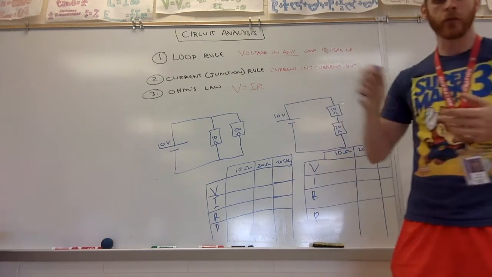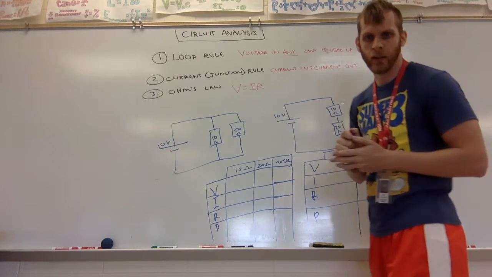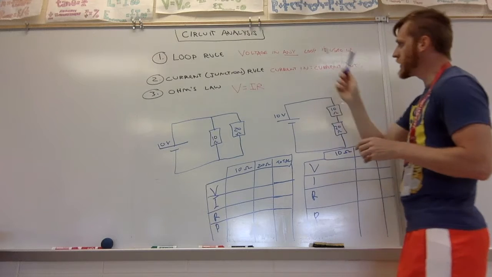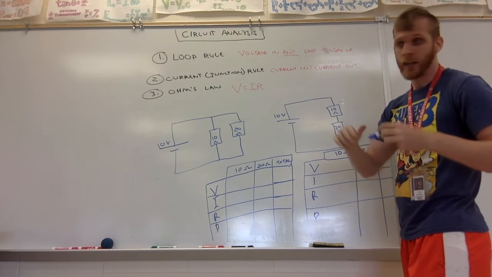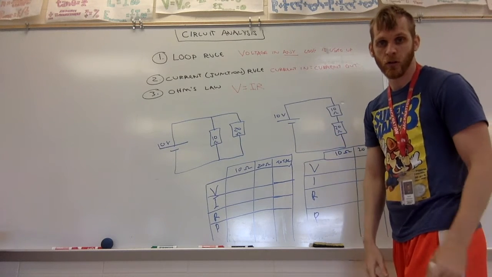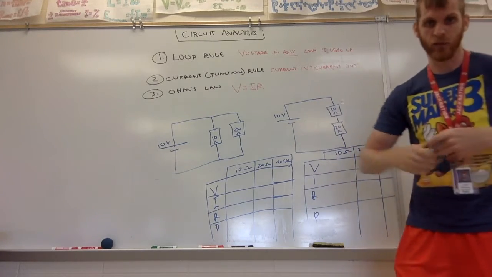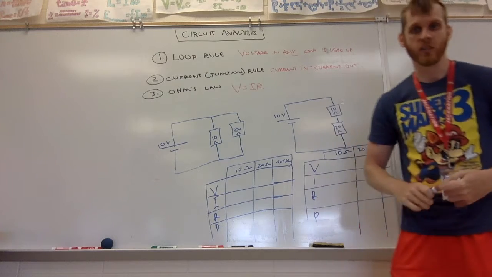Now there's three different rules. Let's take the three golden rules of circuits. The first rule is the loop rule, which says that the voltage in any loop is used up. So that means you can't have 10 volts in one loop and then 20 volts in a different loop. They have to get used up to the same amount of voltage. Once it gets back to the battery, all that voltage has to get used up.